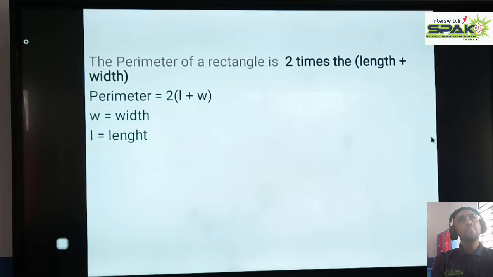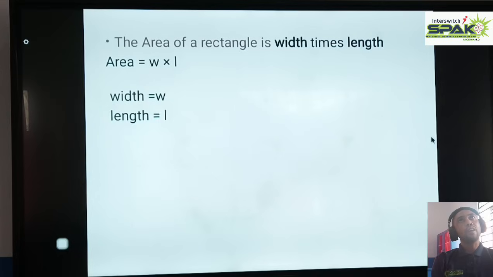Then the perimeter of a rectangle is 2 times the length plus the width. If you are given the length and width of a rectangle, we add the length and the width together and multiply by 2, because the two lengths are parallel and equal, and the 2 widths are also parallel and equal. That is how we have 2 into bracket L plus W, where W is the width and L is the length.